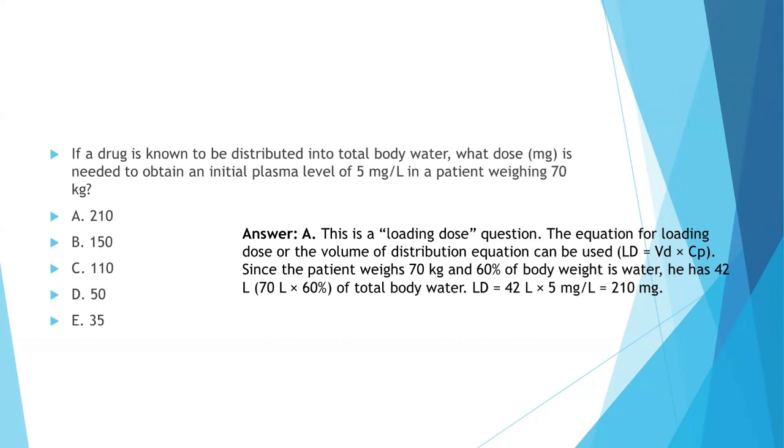Now the loading dose will be 42 liters times the initial plasma level, 5. That is 5 concentration in the plasma, Cp. So 42 times 5 is 210 mg. So the answer is A.